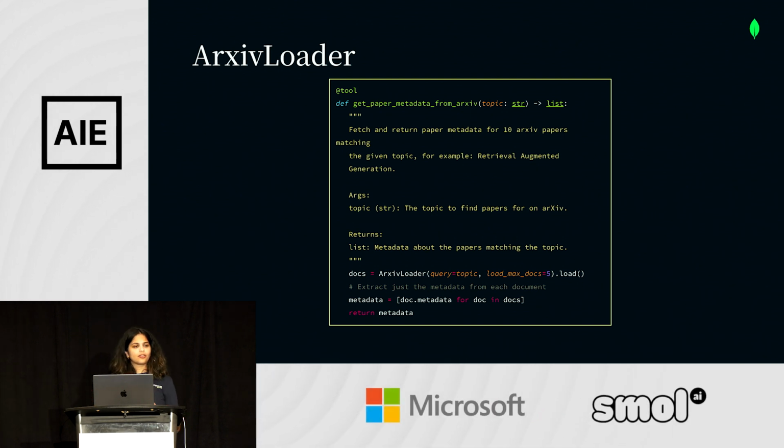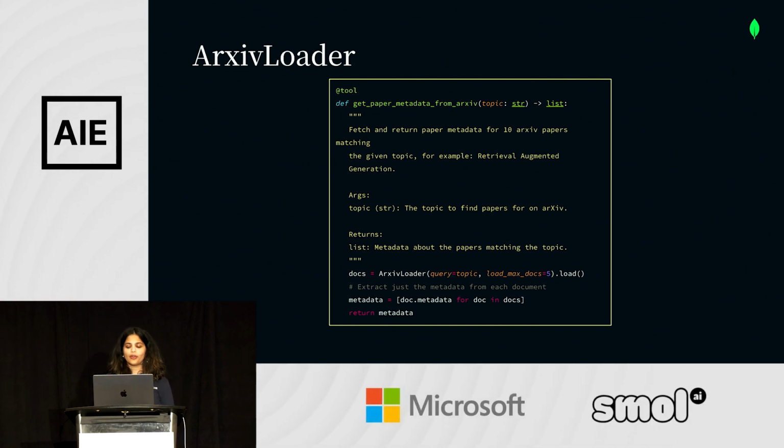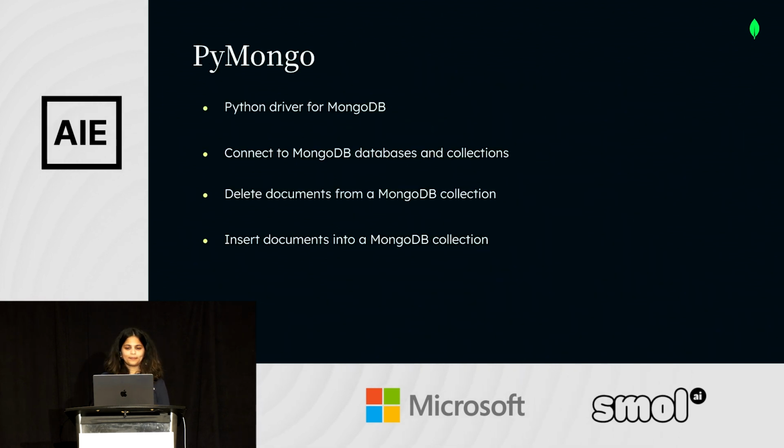So the simplest way to create tools in LangChain is using the tool decorator, which makes tools out of functions. So for this tool, we have used the load method of archive loader to load data into document objects, and the query argument takes a topic or paper ID, and the load max docs indicates how many documents to download from archive. And finally, we are only extracting the metadata because we want to only provide a list of papers and not the full paper content.